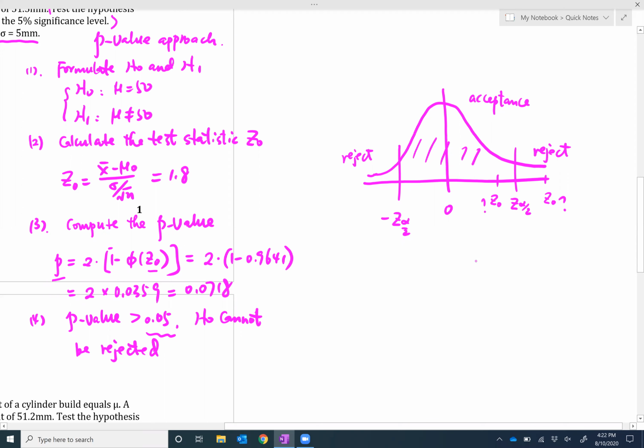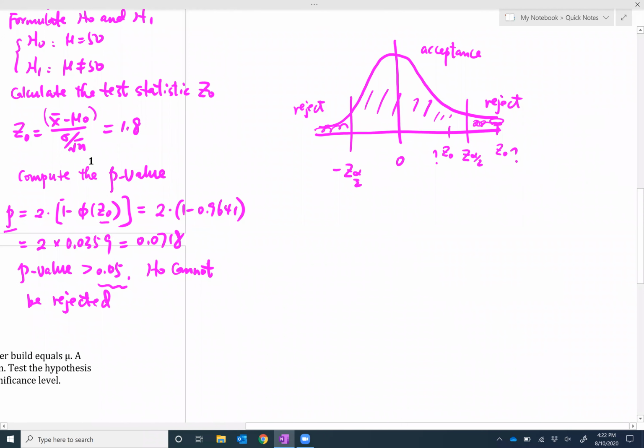So depending on where the test statistic is located, you will be able to say, if it is in the acceptance region, then x bar is not very far away from my population mean mu, which is equal to 50. But if z0 is here, that means my x bar and mu zero are very far away from each other, then I have to reject it. So this is the idea.